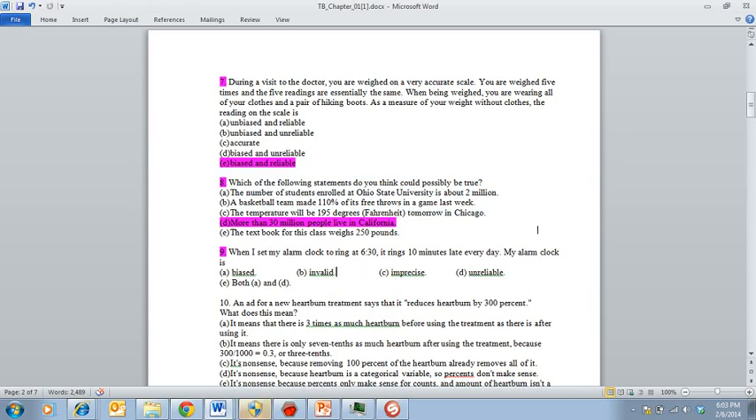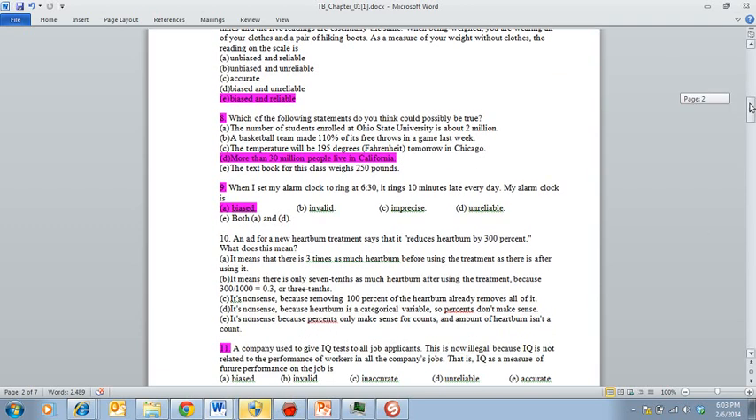Number 9, when I set my alarm to ring at 6:30, it rings 10 minutes late every day. My alarm clock is biased. It is the same error every day. That alarm clock is biased.